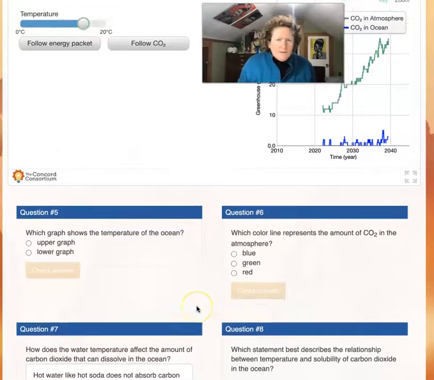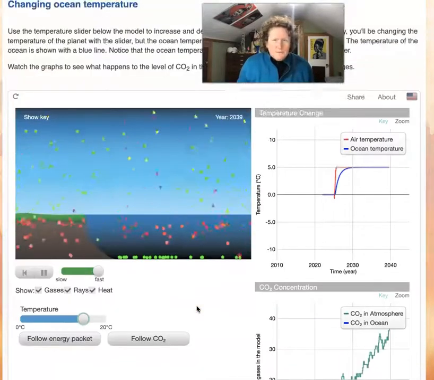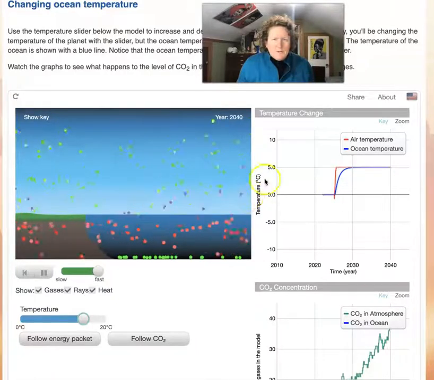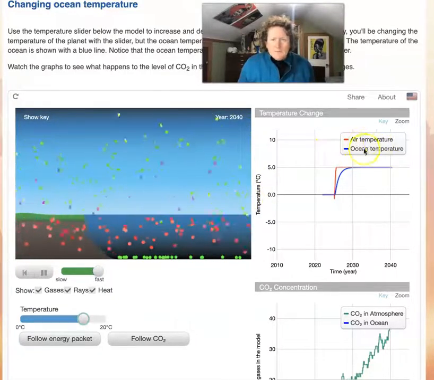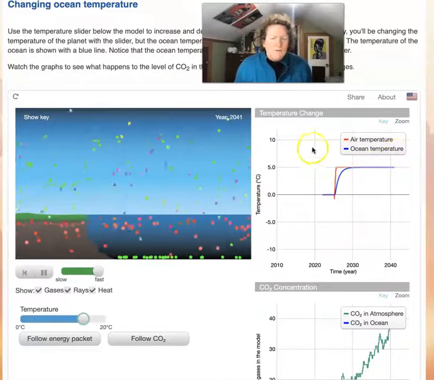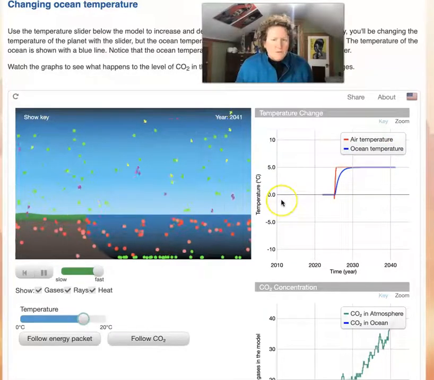Which graph shows the temperature of the ocean? Let's look. So here's temperature changes. Here's air temperature and ocean temperature. So it's the upper graph here that shows temperature changes.